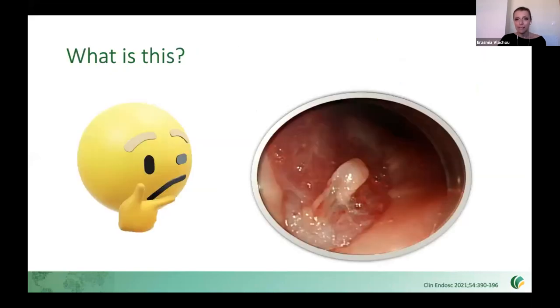So what is this? This is something that we very commonly observe at the resection site after cold snaring. So now we know that this is bunched up submucosa. It does not correspond to residual neoplastic tissue and therefore does not warrant any further treatment or endoscopic resection for that matter.